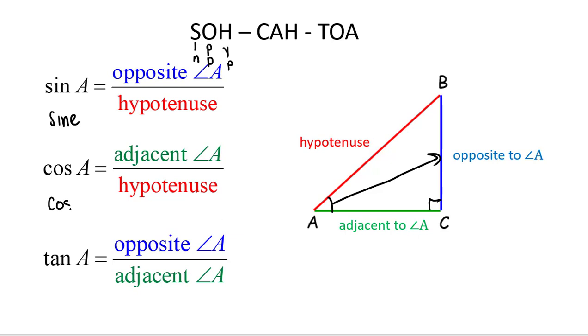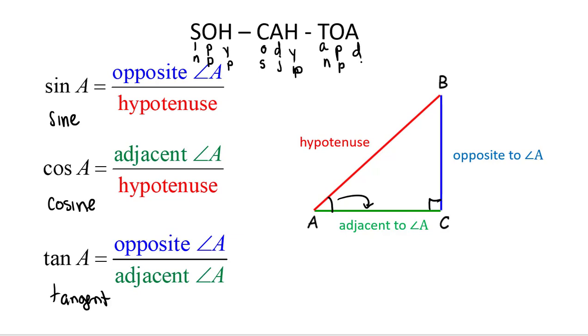The cosine of an angle. So the cosine is the adjacent side. So I'm going to do that side, adjacent over the hypotenuse. And the tangent function is the opposite over the adjacent.